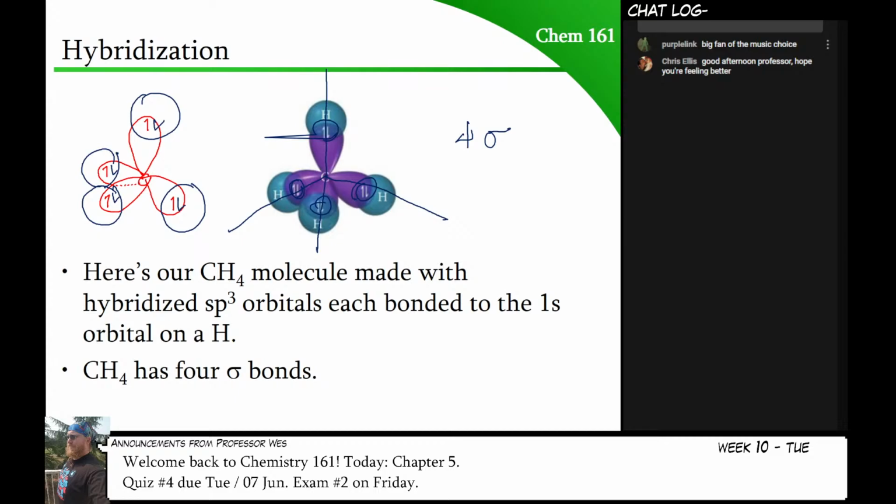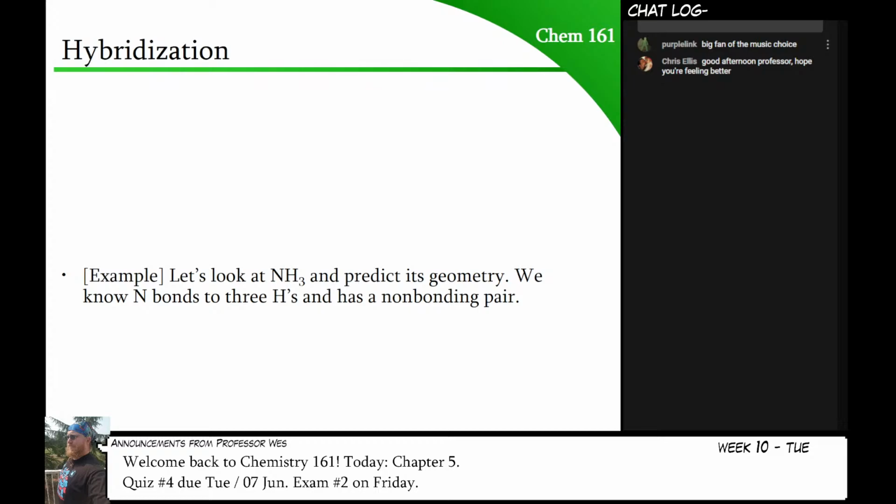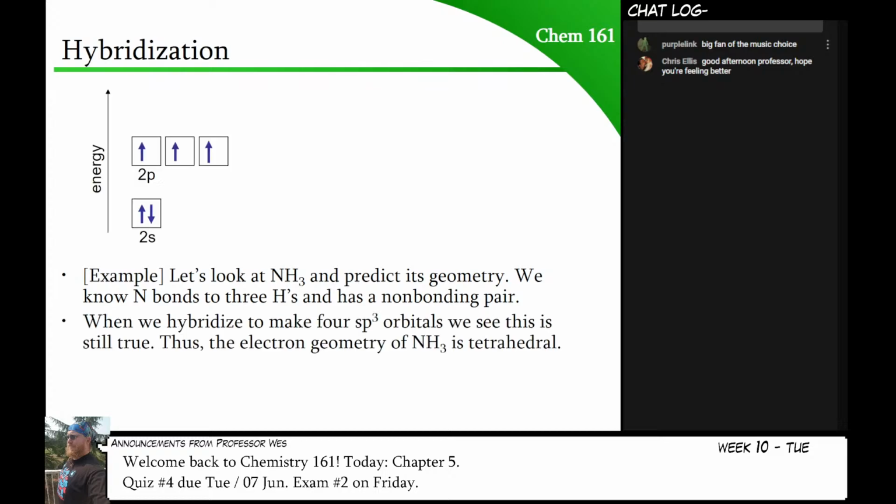All right, so we did CH4. I want to do NH3 now. So the first thing that I'm going to do is I'm going to put this on the screen here. And I want you to try and figure out, when we hybridize it, what will my orbitals look like? And how will that match up with its structure?